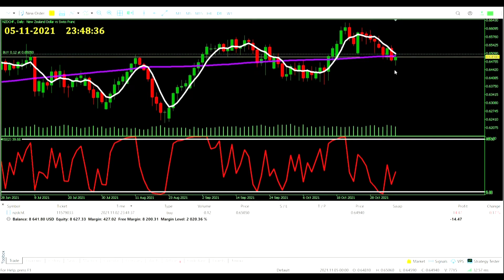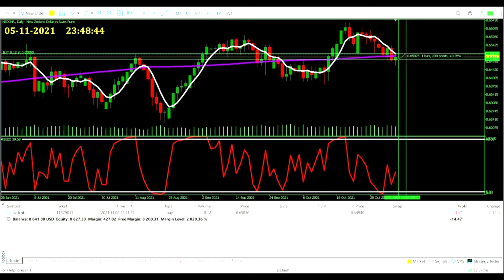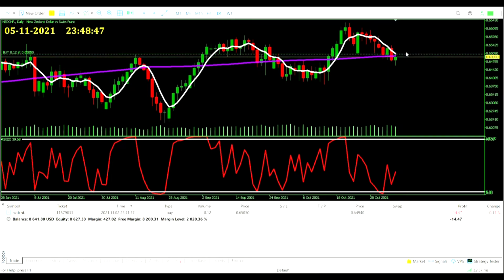Reasonably decent day for our New Zealand dollar trade. It does go in our favour. Not enough to get across the entry price, and certainly not enough to get across the 5-period moving average, though. Still a few pips before that's possible. Around about $14 down. Let's see if we've got any new trades going into the weekend.